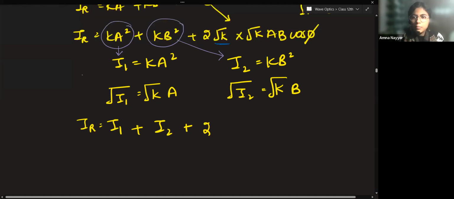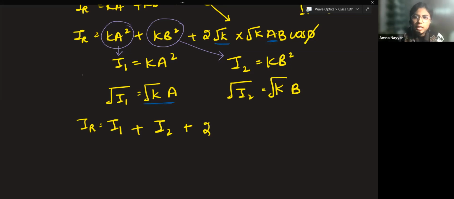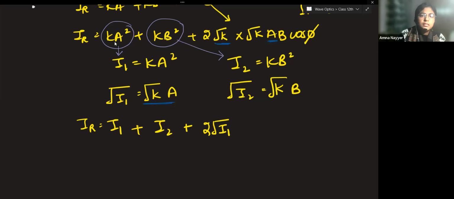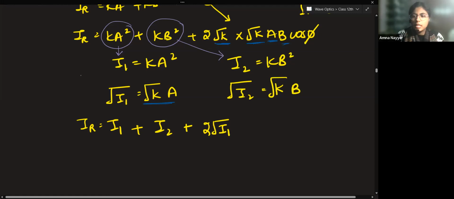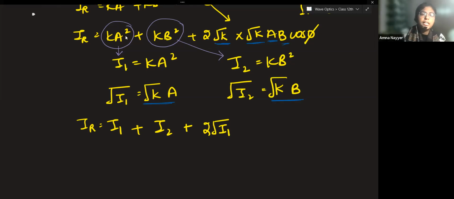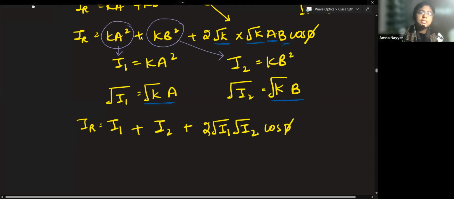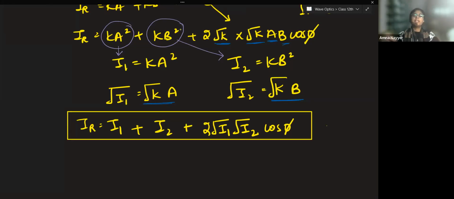Root k multiplied by a. Can you see root k multiplied by a? Root k multiplied by a, that is root I1. Same thing, root k multiplied by b, that is root I2. So root I1 into root I2, and now what is left? Cos phi. This is the intensities equation. Intensity of the resultant wave. Like this, you have to calculate it.